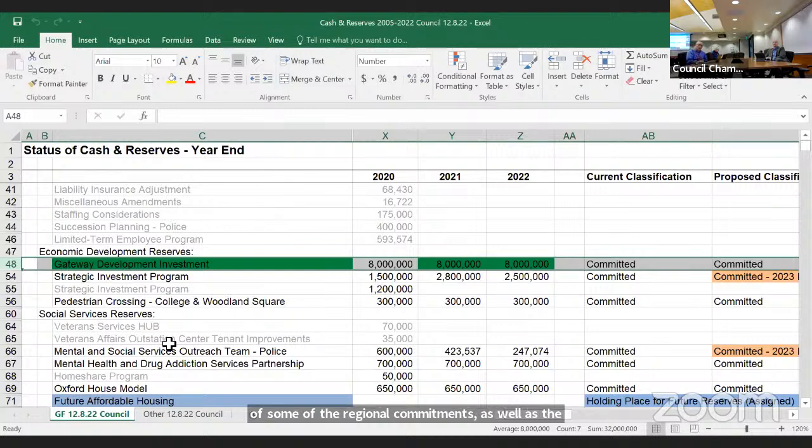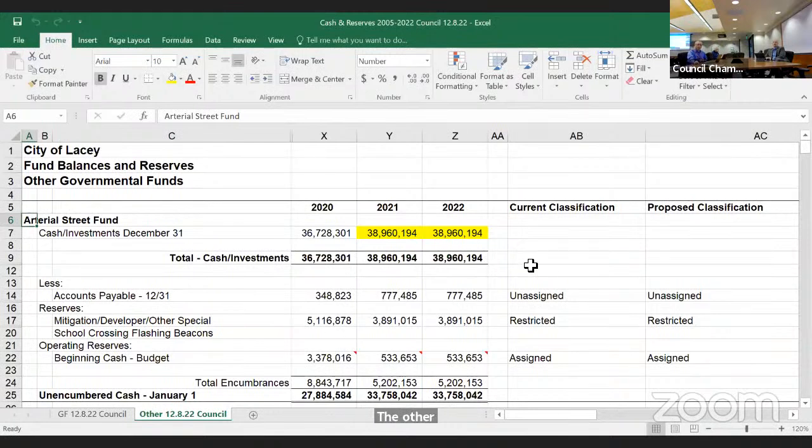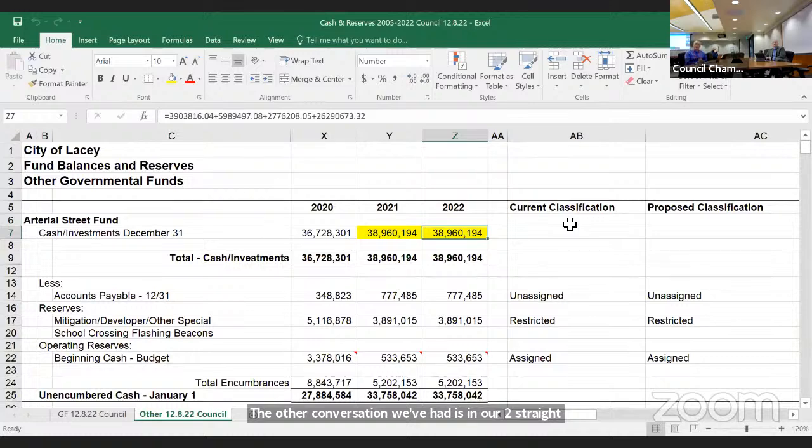The other conversation we've had is in our arterial street funds. So we have a cash balance at the end of 2021 of just under $39 million. The vast majority of this $39 million is real estate excise tax. We just did a really in-depth analysis of the last 20, almost 30 years of expenditures and revenue within this fund. I do want to recognize the work of Alex and Chelsea in the finance department, as well as some help from Martin over there in transportation.